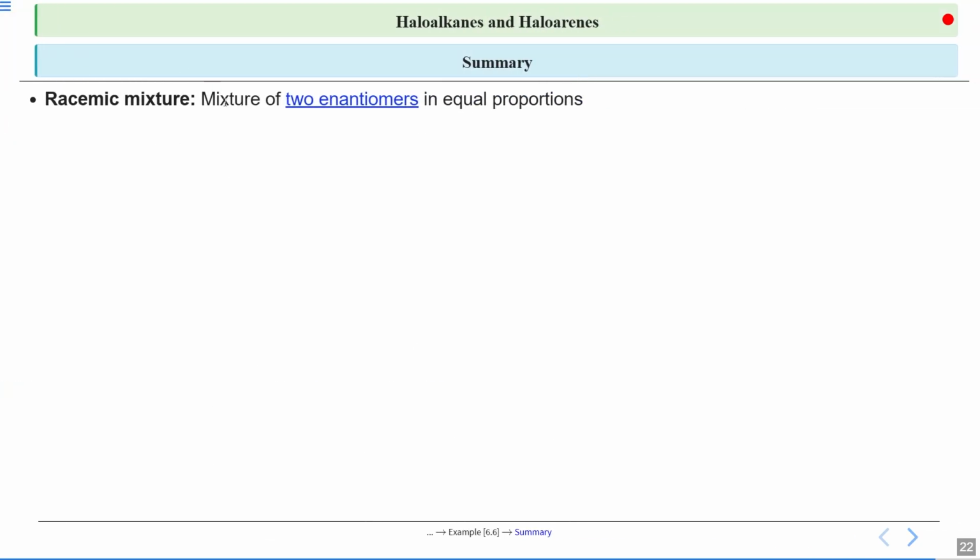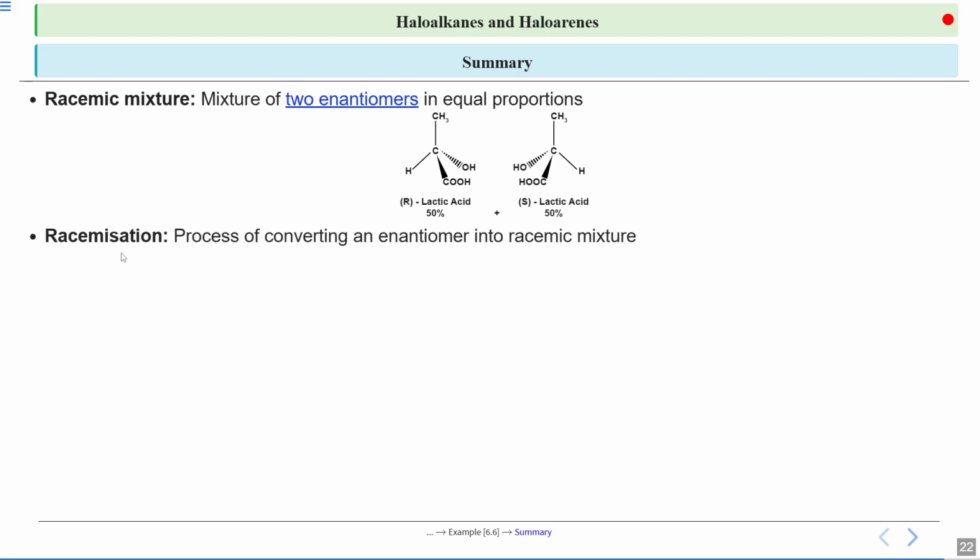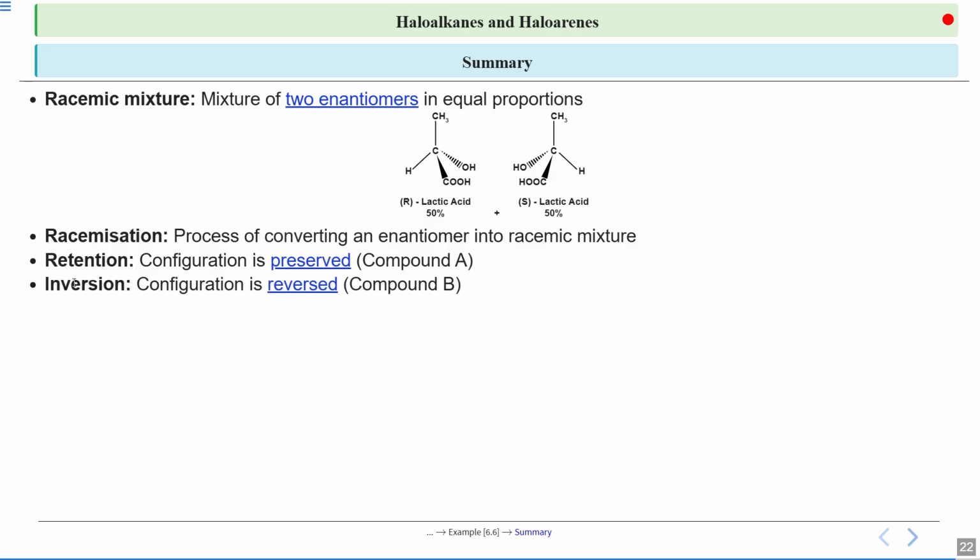Then we have talked about the racemic mixture, the mixture of two enantiomers in equal proportions. One example is this racemic mixture of lactic acid. Racemization is the process of conversion of an enantiomer into the racemic mixture. And also the racemic mixture has zero optical rotation. Retention we have seen, which is the preservation of configuration. And inversion is the reverse of configuration. The configuration gets reversed or inverted.